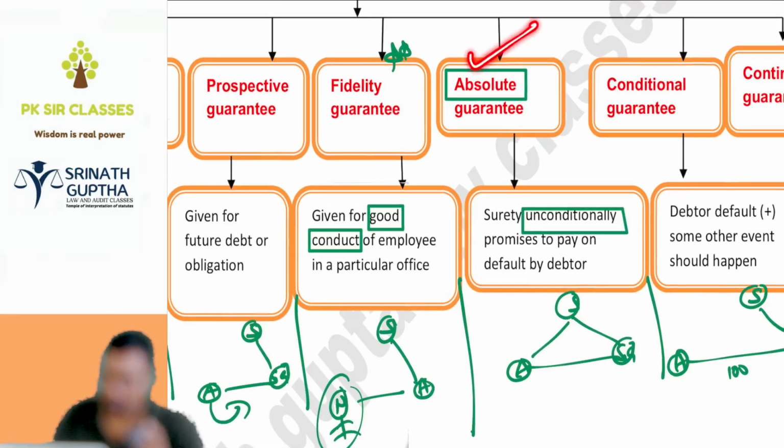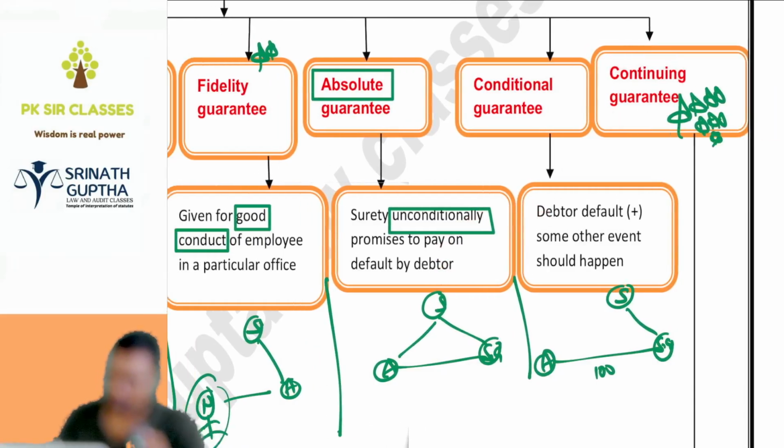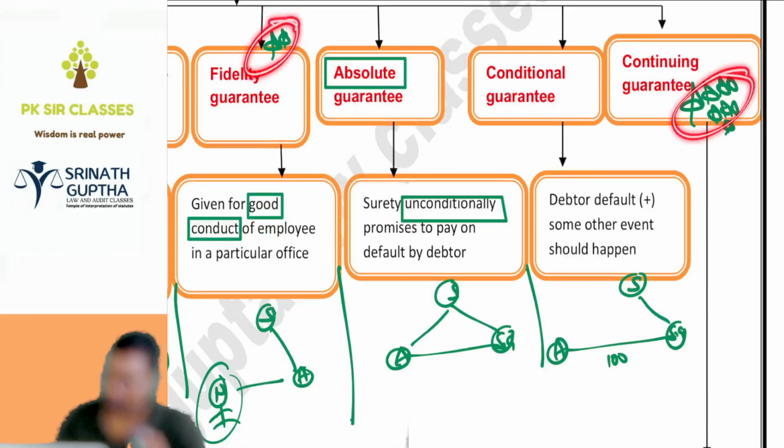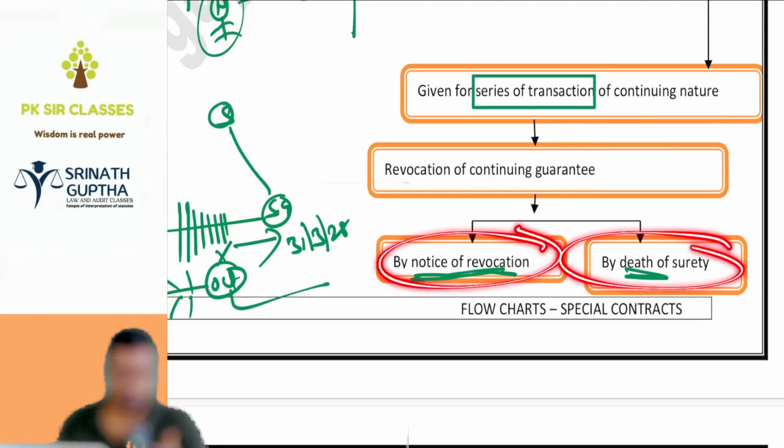Absolute guarantee is a guarantee without any condition. And conditional guarantee is a guarantee which is subject to some conditions. For example, maximum 1 lakh only, or first file a case against the principal debtor, then only I will be liable. Continuing guarantee is important, but this one is also a little important. A continuing guarantee is a guarantee given for a series of transactions. It comes to an end by notice of revocation or by death of the surety.